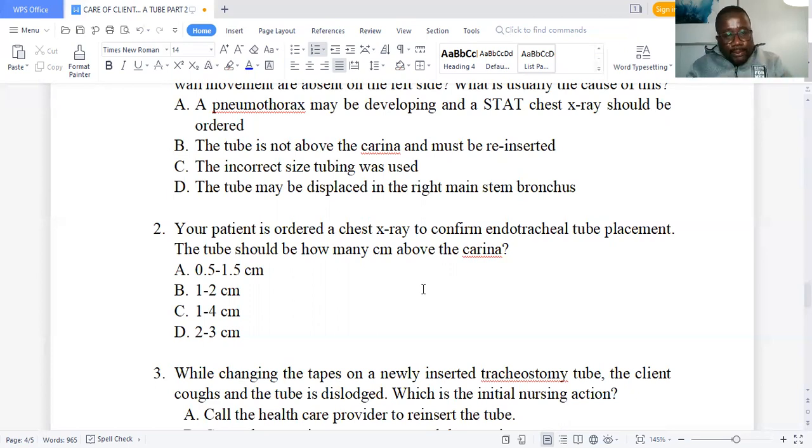We will have to complete part 3 of this care of clients with tubes, which is care of clients with chest tubes. Okay, we're going to see that. Then from there, I would like to work on what you want me.